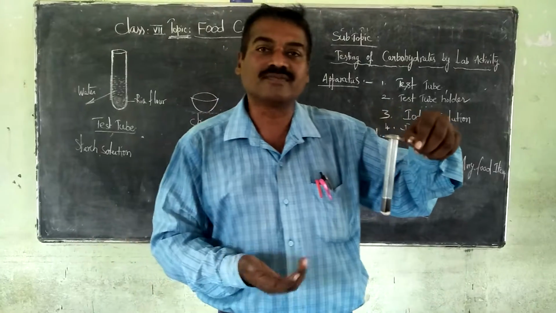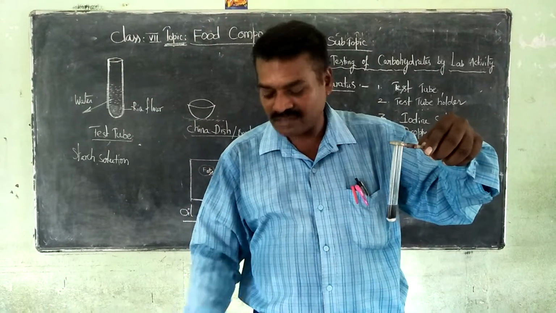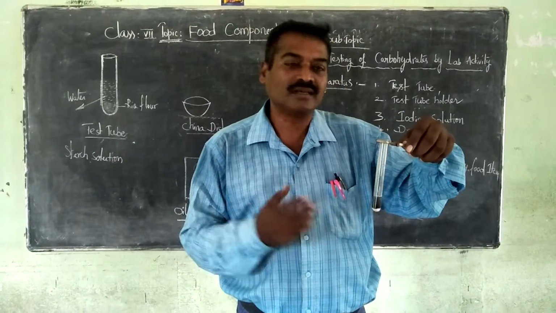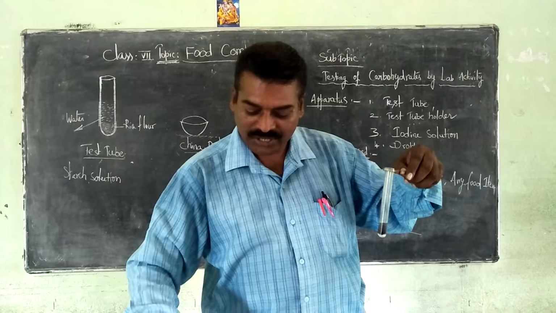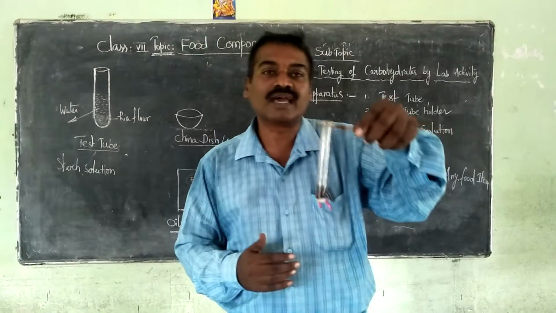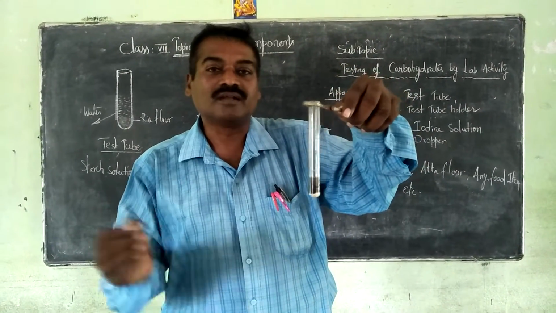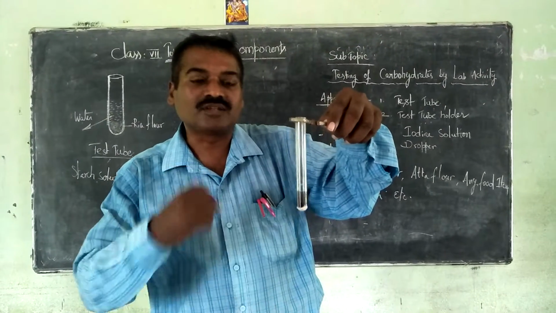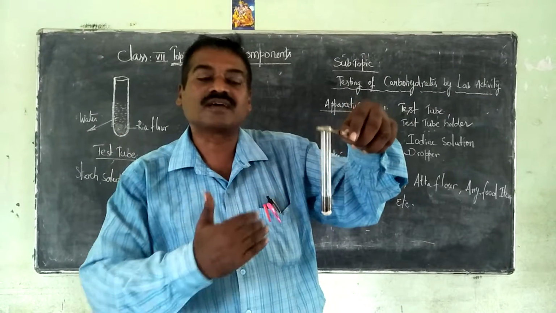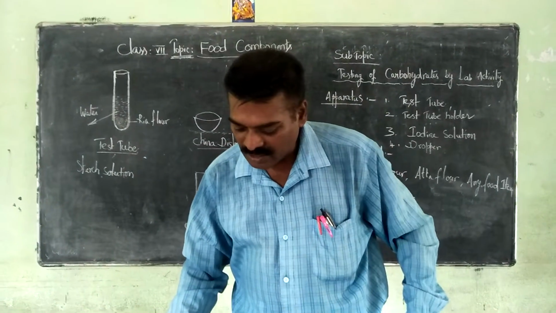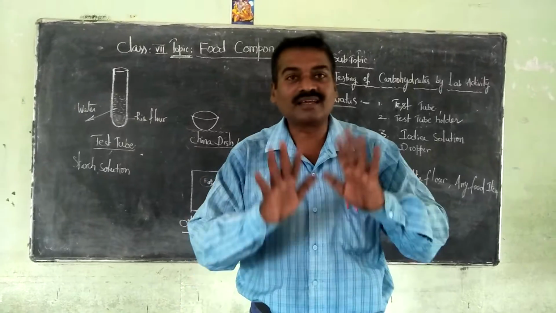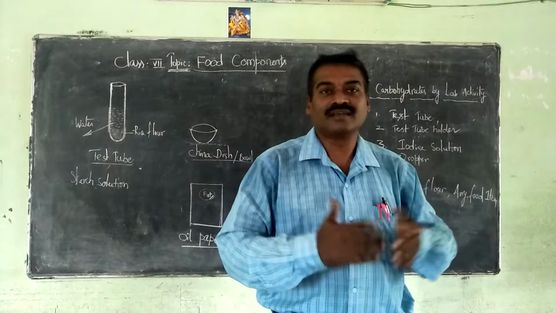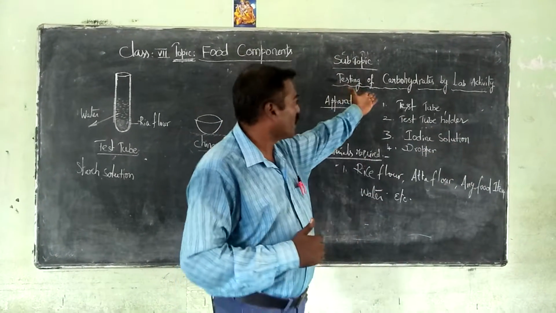Either rice flour, which is freely available, or any atta which is going to be made into chapati or puri or anything, we can take it and prepare the solution, and slowly introduce it to the test tube. With the help of iodine solution, one or two drops at a time, we add it. It changes color from white to dark bluish. This indicates very clearly that the material we selected contains carbohydrates.